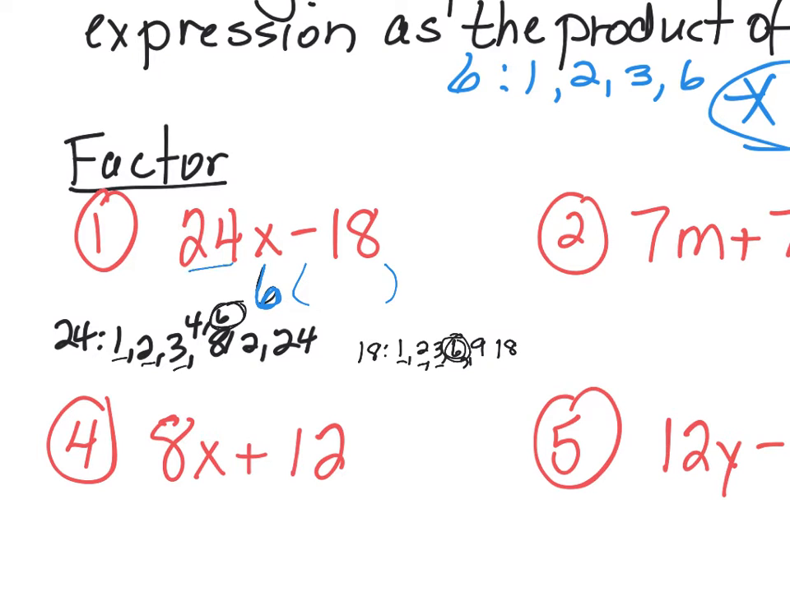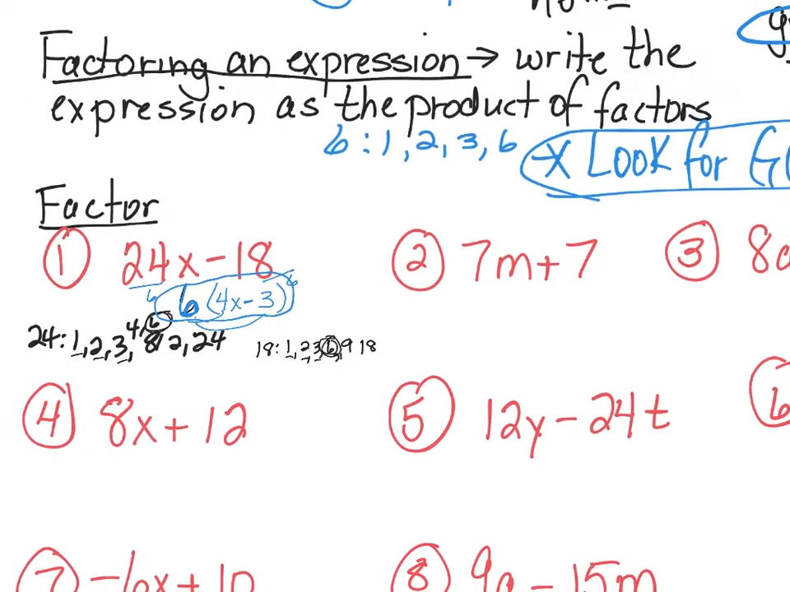You take 24 divided by 6, which is 4, and then I put the x there. Then I take 18 divided by 6, which is 3. There's my answer. How do I know if I'm right? Use my distributive property. 6 times 4x is 24x, minus 18. Is that what I started with? Yep. Does that make sense? Kind of started with a hard one there.